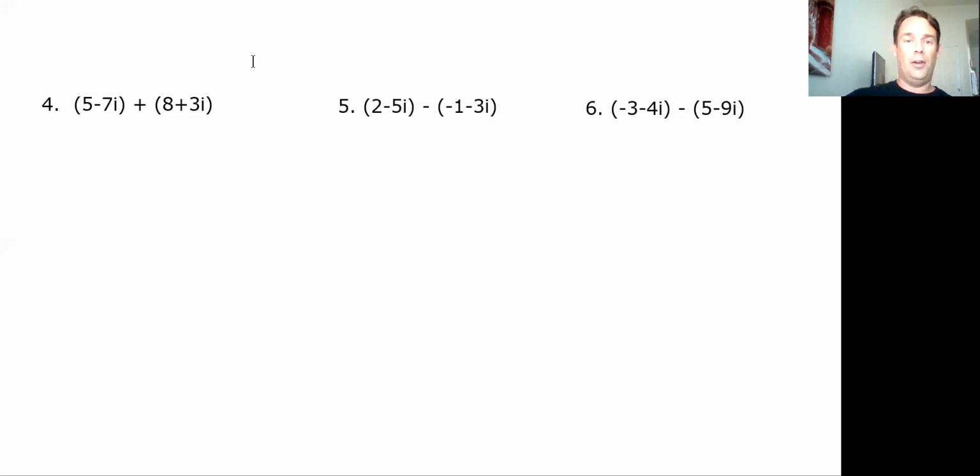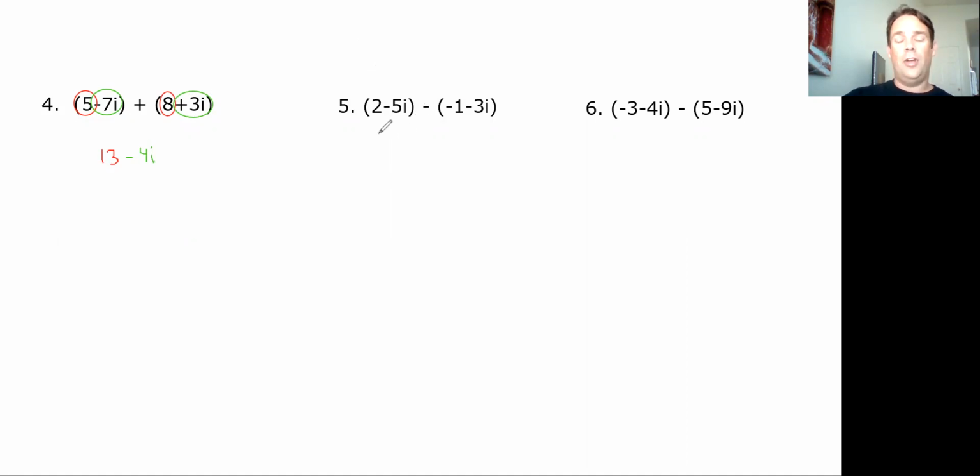All right, we got you back here. So now, again, don't overcomplicate this, friends. We're just combining like terms. If there's a plus or minus in between, we just combine our like terms. So the negative 7i is going to be combined with positive 3i. 5 is combined with 8, so 5 plus 8 would be 13. Negative 7i plus 3i would be a negative 4i.